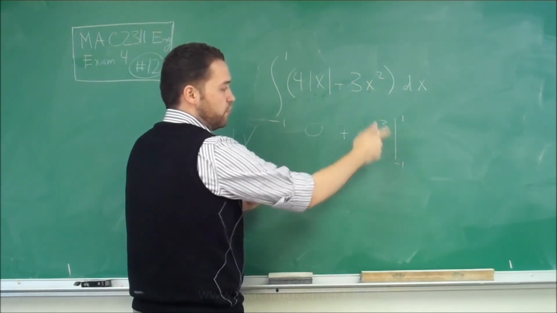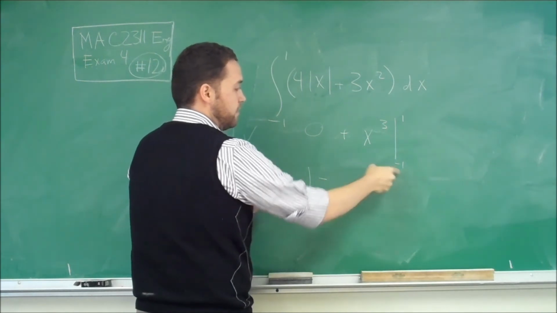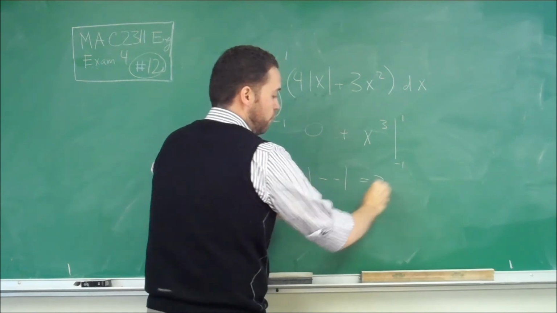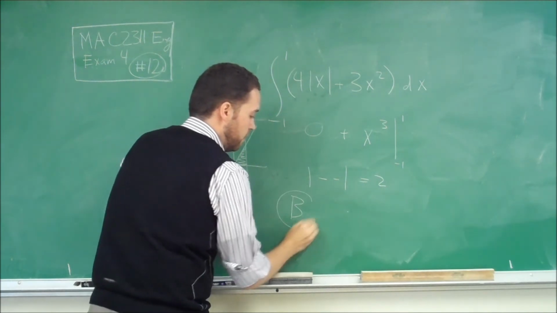which is always top minus bottom. So you plug the 1 in and you get 1, minus, and you plug the bottom in and you get negative 1. So 1 minus negative 1 gives you 2, which is going to be answer choice B. And that's it.